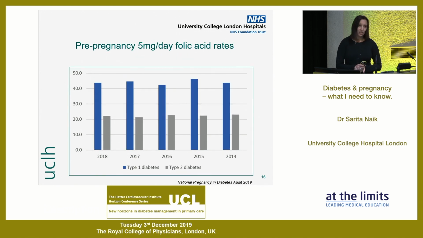The story is a little different for folic acid. The situation is reversed. For type 1 diabetes, in the blue bar, you can see that just over 40% of women are on 5 milligrams of folic acid a day prior to conceiving. And for type 2 diabetes, it's half of that. It's just over 20%. So there's really a lot of work that we need to do, and I think it's important that primary care and secondary care, we work together to try and change this.